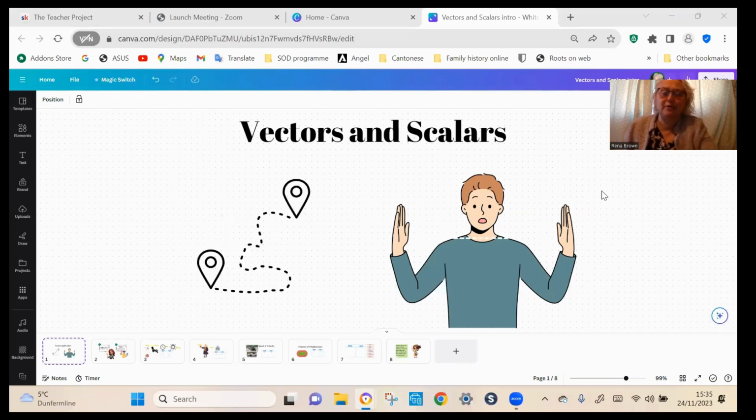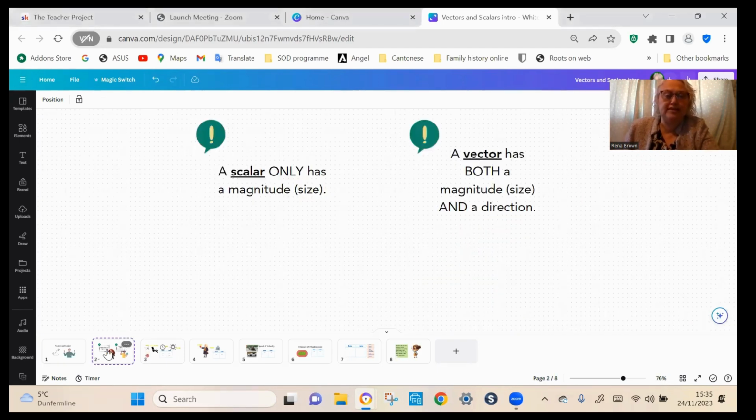Hi, so welcome to my first mini lesson. This is on the very first part of dynamics and space, vectors and scalars. So the first thing you need to know is the definition of each.